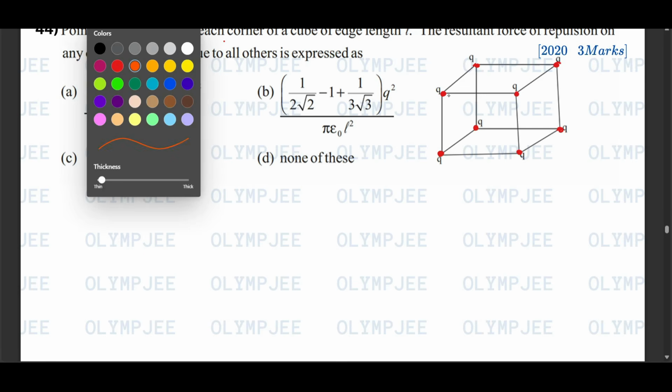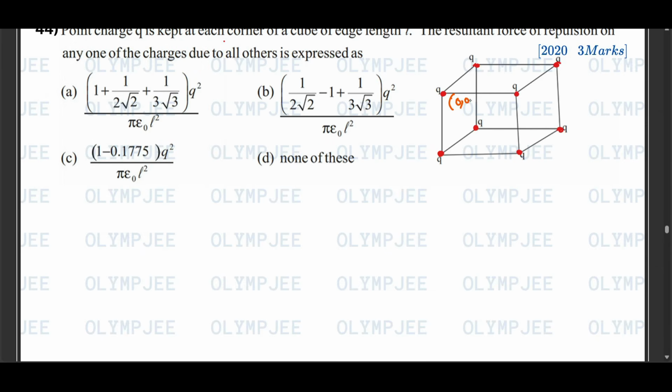So I will take it as the origin. And this is the x-axis. This is the y-axis. And this is the z-axis. So let us now write the coordinates of each charge.